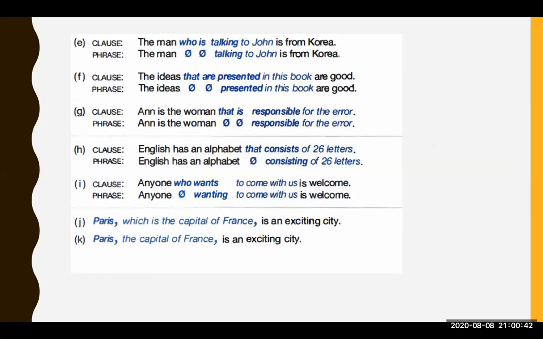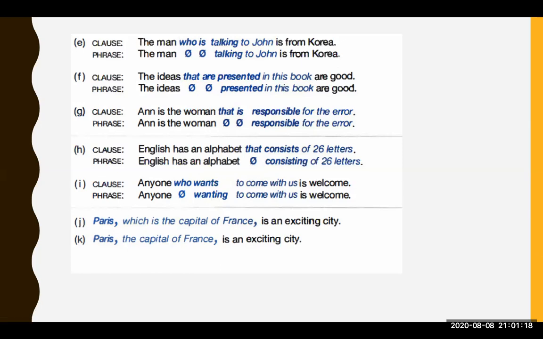English has an alphabet that consists of 26 letters. The idea is to get rid of the verb. If there is a verb to be, bye-bye verb to be. No verb to be, you add ing to the verb to change it from a finite verb to a gerund, a non-finite verb. English has an alphabet consisting of 26 letters. Beautiful. Anyone who wants to come with us is welcome. Anyone wanting to come with us is welcome. This is a complex sentence. This is a simple sentence because it has one less clause.